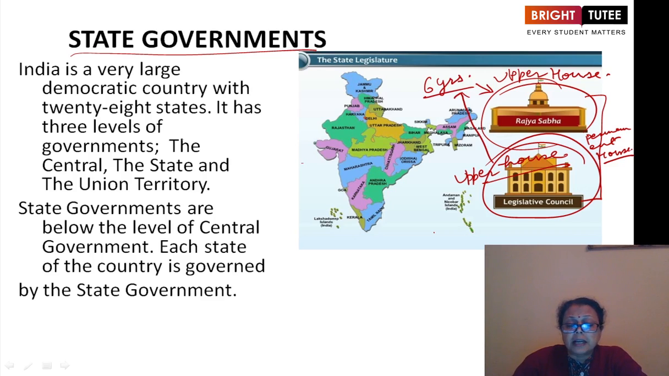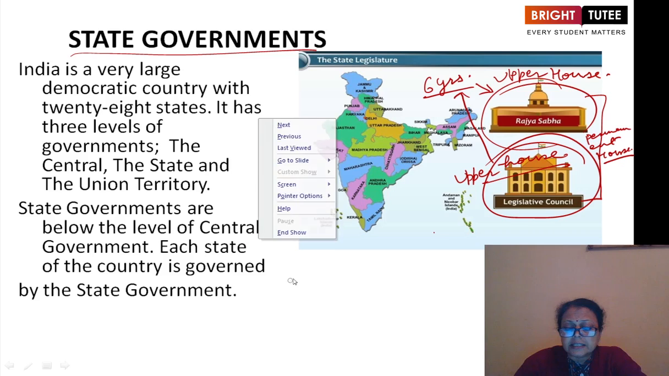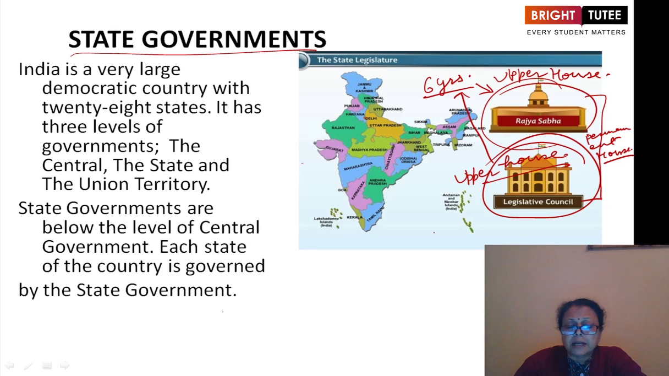So India is a very large democratic country with 28 states, and it has 3 levels of governments: the central, the state and the union territory. State governments are below the level of the central government, and each state of the country is governed by the state government. Every state has its own government.